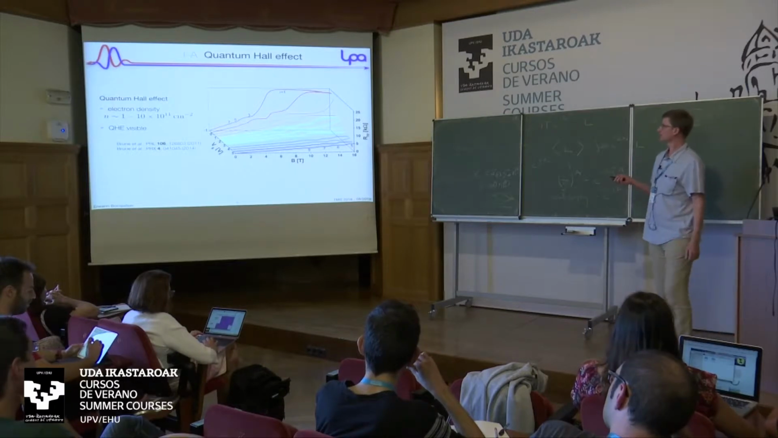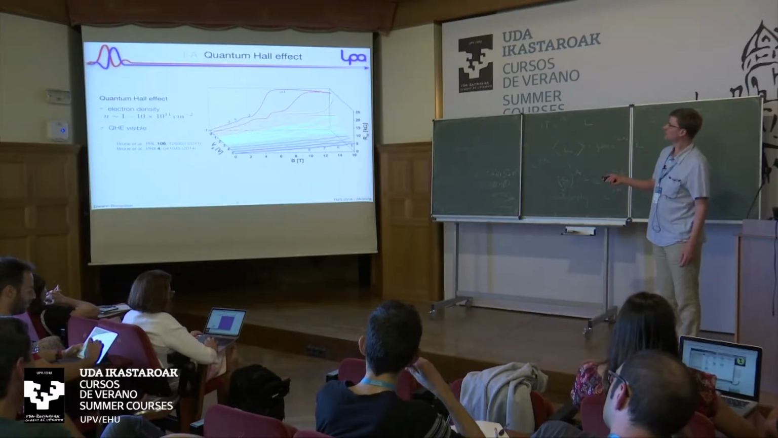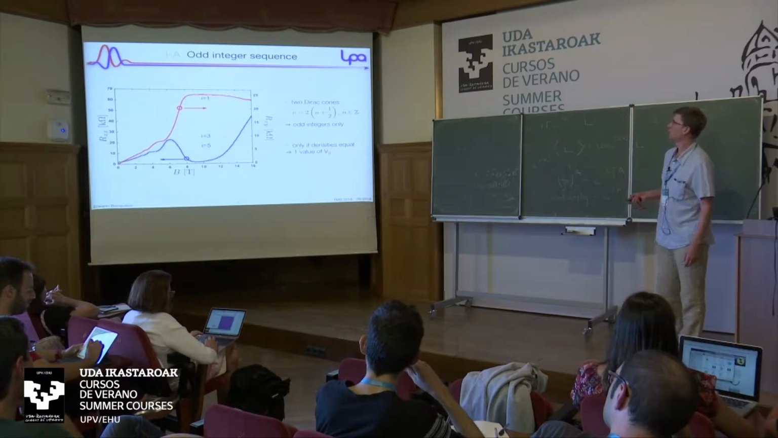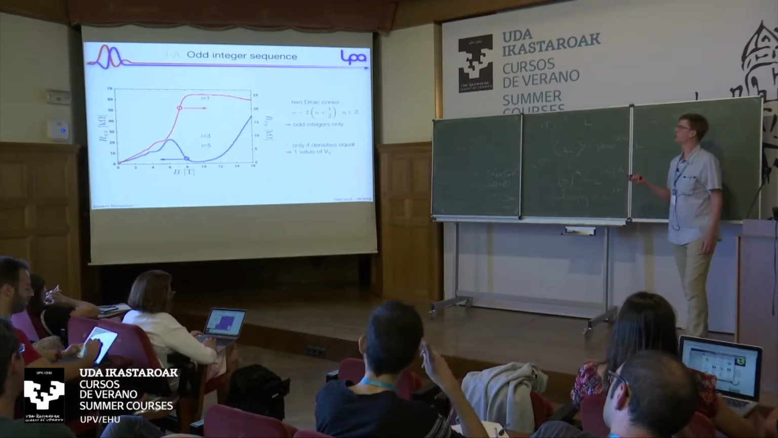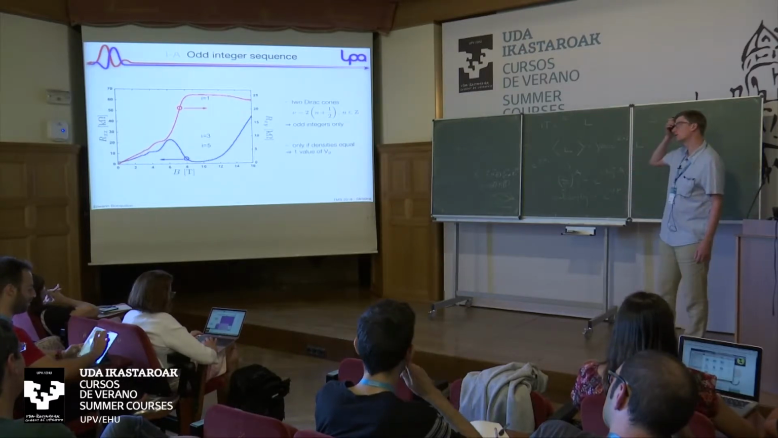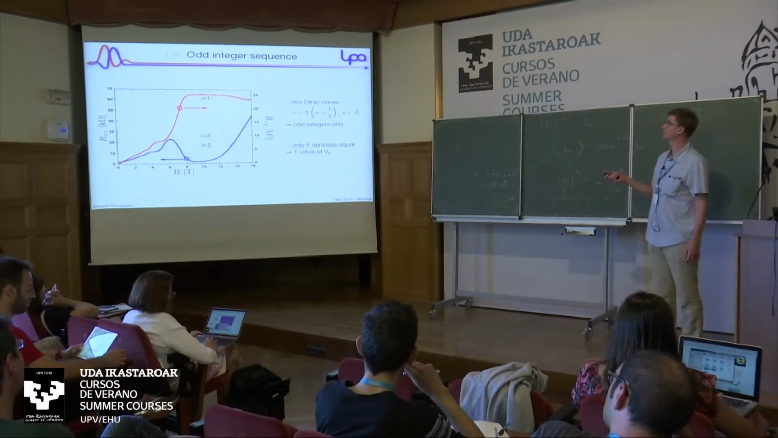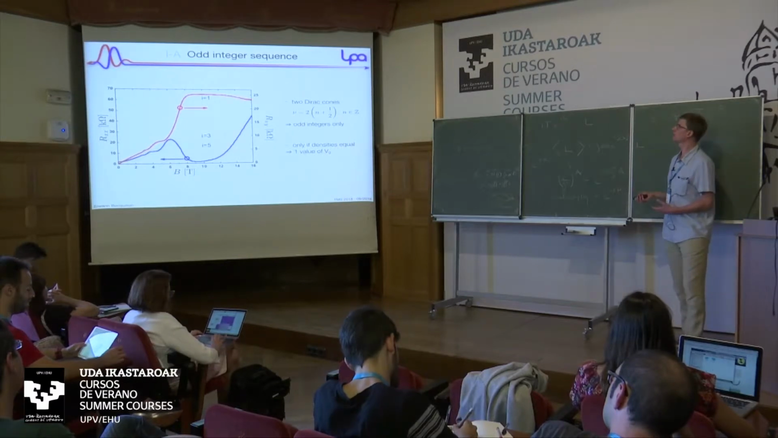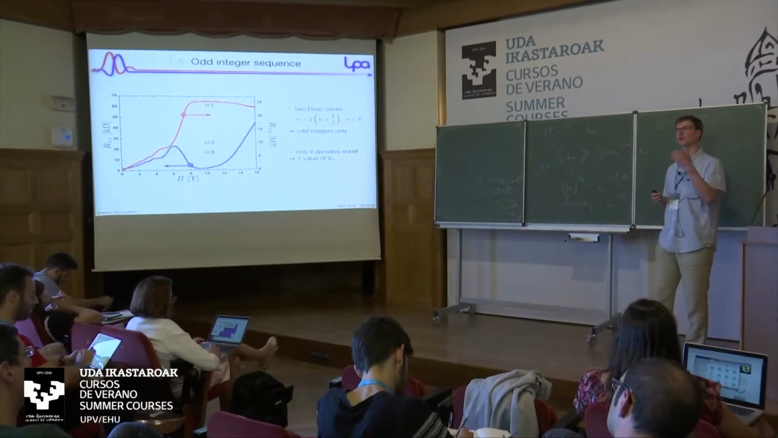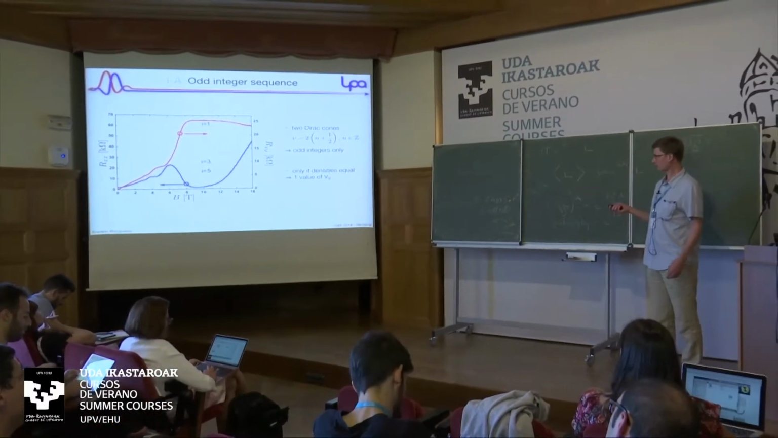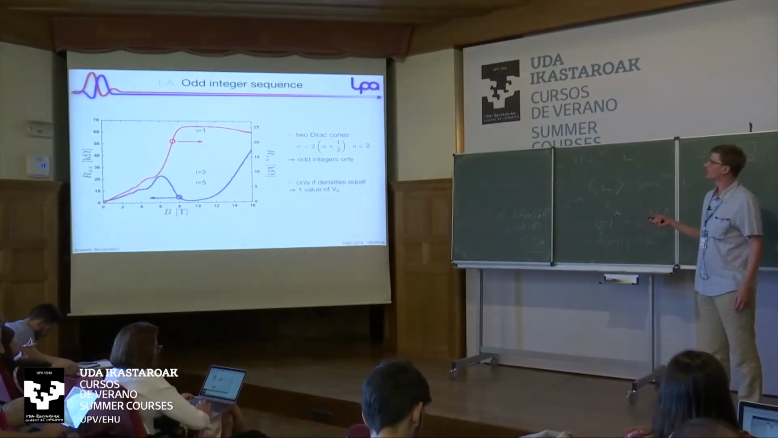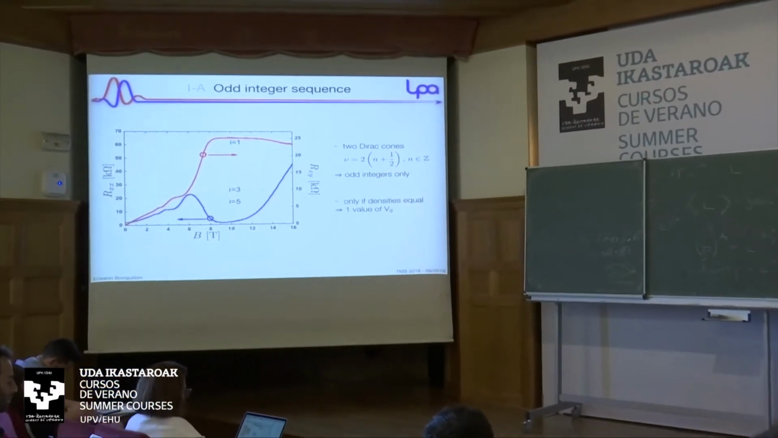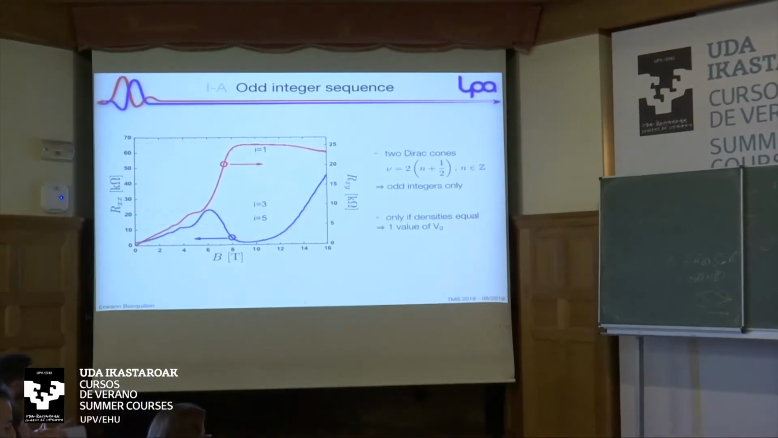Now what's interesting is that if you look carefully at this sequence here, you have only an odd sequence of Hall plateaus here, namely ν equals 1, 3, and 5. And this is characteristic of the two Dirac cones of the top and bottom surfaces, which for this particular gate voltage have the same density.